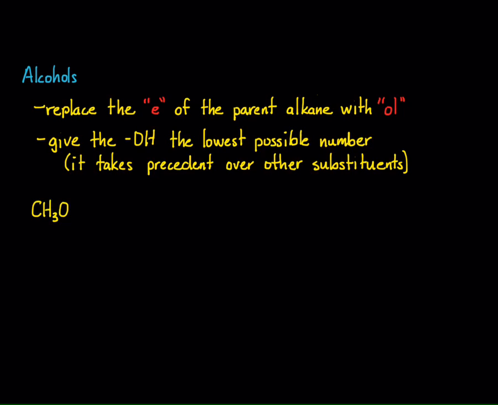So here I have a CH3OH. So the OH, if I look at the base name of the carbon chain, would be a methane. So I drop the E, I add an OL, and I get methanol. Here I have a 4-carbon chain, so it would be butane, and you drop the E and you add an OL, and the alcohol is on the 2nd carbon, so I call this 2-butanol.